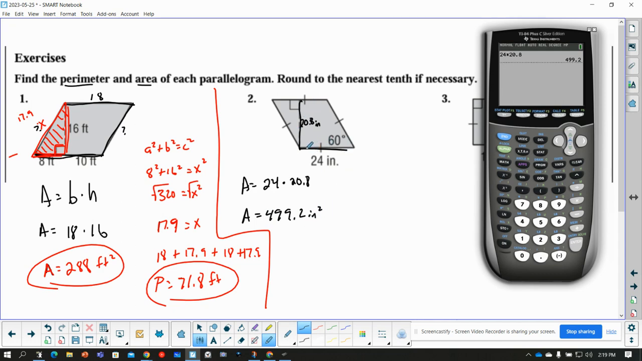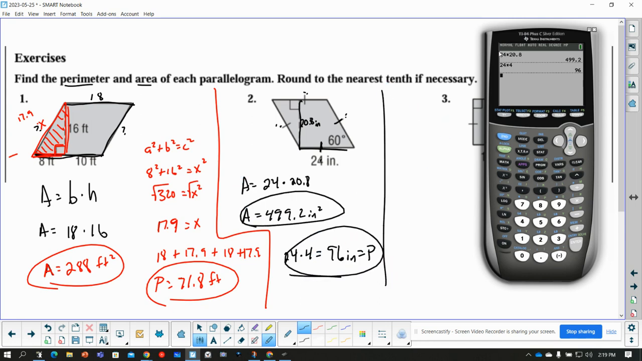The perimeter is all four sides added up, which this one's actually kind of easy. This line means this is congruent to this. So all four of these sides is 24. So I could do 24 plus 24 plus 24 plus 24, or I could do 24 times 4, since all four sides are exactly the same length. That's what I'm going to do. 24 times 4 is 96. So I end up with 96 inches for the perimeter. And there is the perimeter, and there is my area for number 2.